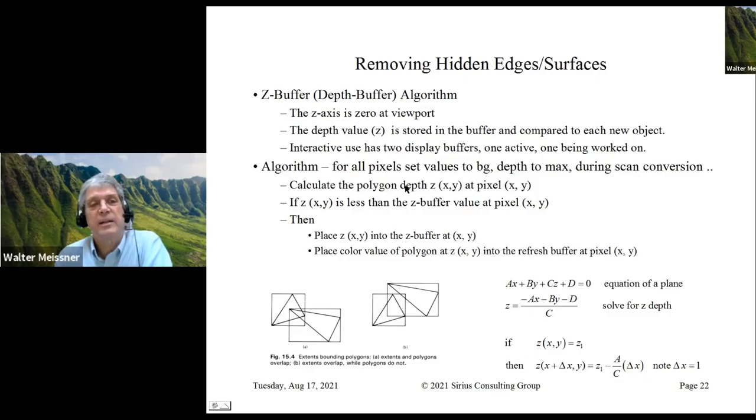So what they do is they calculate a polygon depth Z at XY, at pixel XY. If Z of XY is less than the Z buffer value at pixel XY, then it places the value of Z into the Z buffer. And this is to be able to check it against the Z value of another polygon at a later time, and then place the value of the polygon into the Z buffer at pixel XY. Basically they're using the equation of a plane and they're solving for Z to do the Z depth. However, since they're moving across by one pixel at a time, delta X is really only one. So it simplifies to the equation that's shown at the bottom.